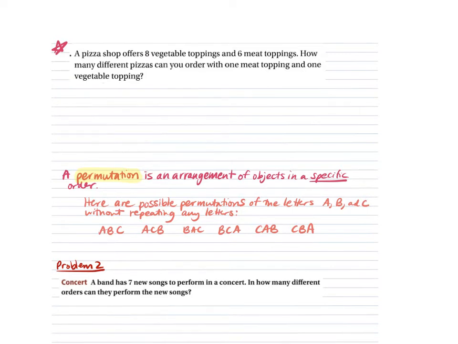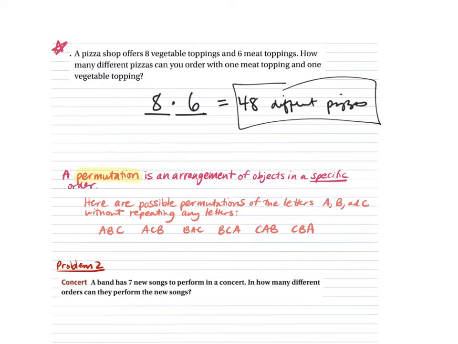Okay, I'm not even pressing pause because we can talk through this, right? You have vegetable toppings and meat toppings. You have 8 vegetable toppings, you have 6 meat toppings. 6 times 8 is 48. So you have 48 different pizzas you can make, if each one has a vegetable and a meat. Isn't that nice?